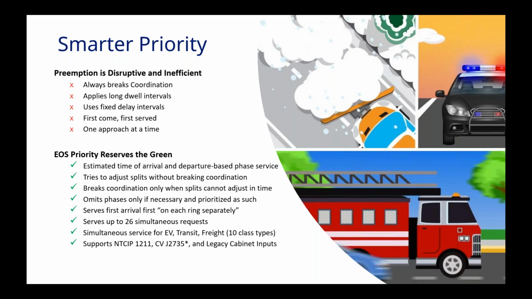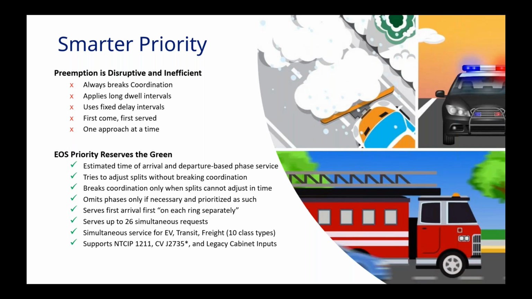EOS took that signal control priority capability further, and we developed the priority request server within the controller itself. So what that means is we can receive 26 unique requests for priority, and the EOS software will queue those, process them in sequence, first come, first served, as well as 10 different priority levels within that.